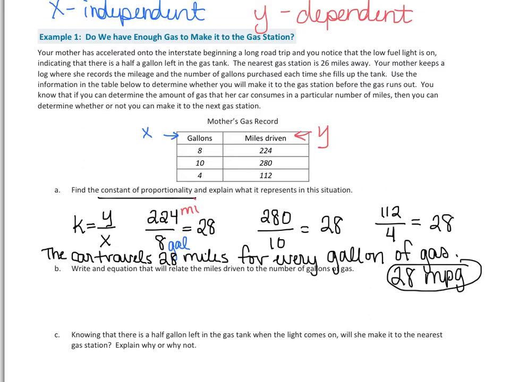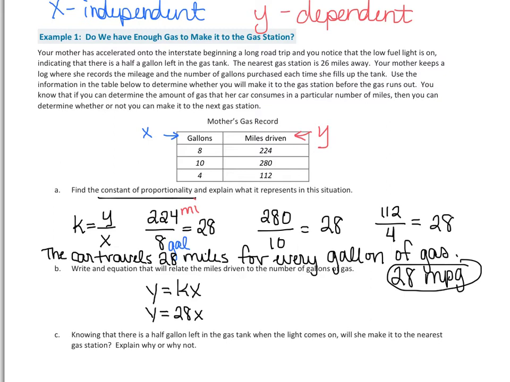Part B is asking us to write an equation that will relate the miles driven to the number of gallons of gas. So remember, our equation format is in the form y equals kx. Well, from part A, we already found our k. We found that it is 28 miles per gallon. So I'm going to plug that 28 in for k. And I have y equals 28x, which is a totally fine equation. There's nothing wrong with that, except that that y and that x has absolutely no meaning for the context because I don't remember what I'm talking about.